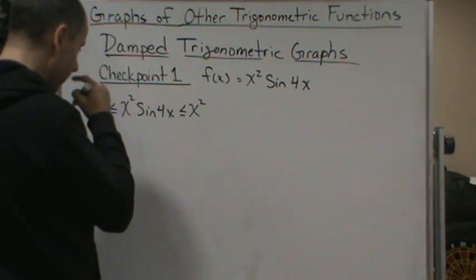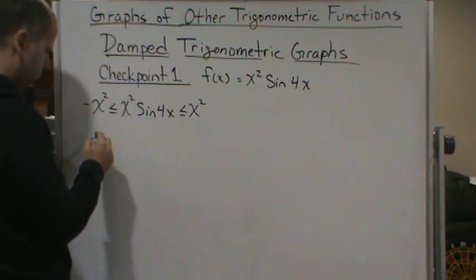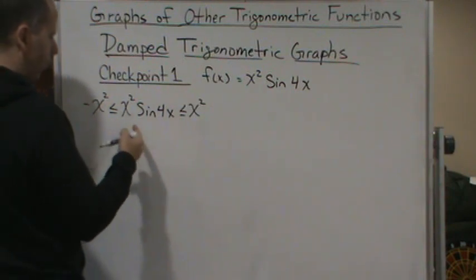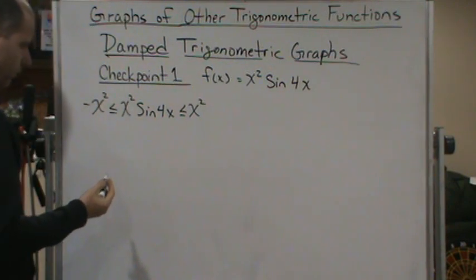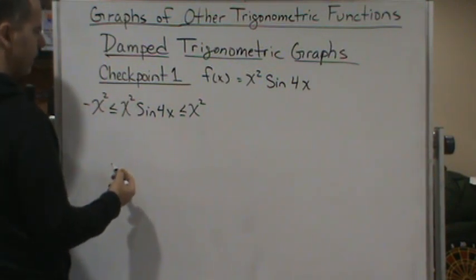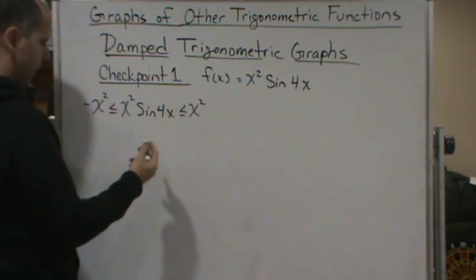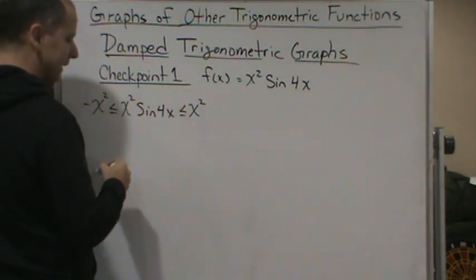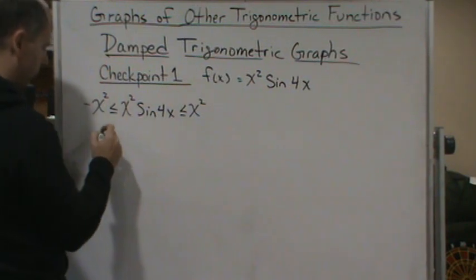Now the only thing we have to know is when is this going to touch the graph, right? So it's either going to equal x squared or negative x squared when sine of 4x is equal to 1 or -1. So when is sine of 4x equal to plus or minus 1? Well, remember, when is 4x equal to pi over 2?